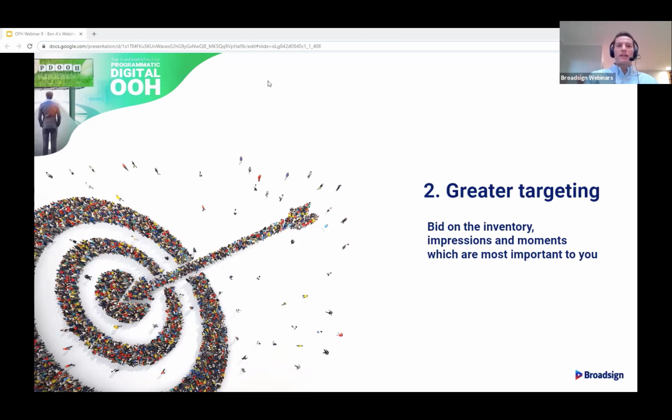So what programmatic technology does is it enables you to bid on the inventory, impressions, and moments which are most important to you as an advertiser, provided you've got access to the data. And in this case, the data is the departure times for that specific airport. So what you can do is set up your buy so that the demand side platform you're using will only bid when the rules you've specified are met. So in this case, a certain number of flights need to be delayed in order for the bid to be triggered.